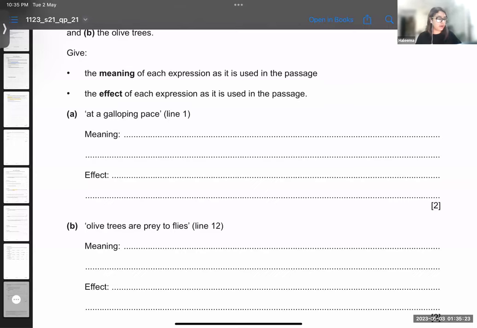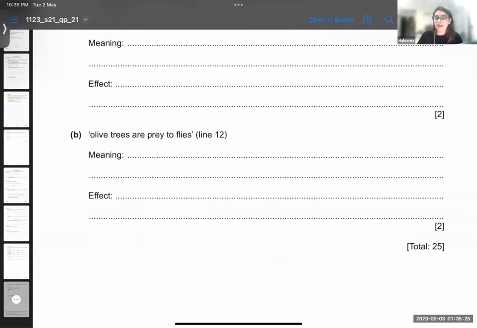Similarly, if you look at olive trees are prey to flies. Now, in this case, the meaning here is that you simply paraphrase. When you say that something is a prey to something else, you're saying that it's being attacked, right? So you could talk about how the olive trees are being attacked by flies, how the olive trees are being eaten by flies, or how the olive trees are being targeted by the flies. So you simply take that word and you rephrase it for meaning, right?